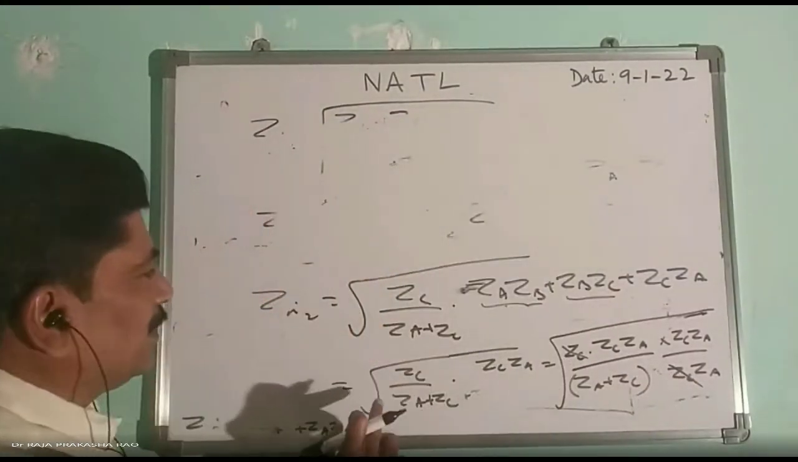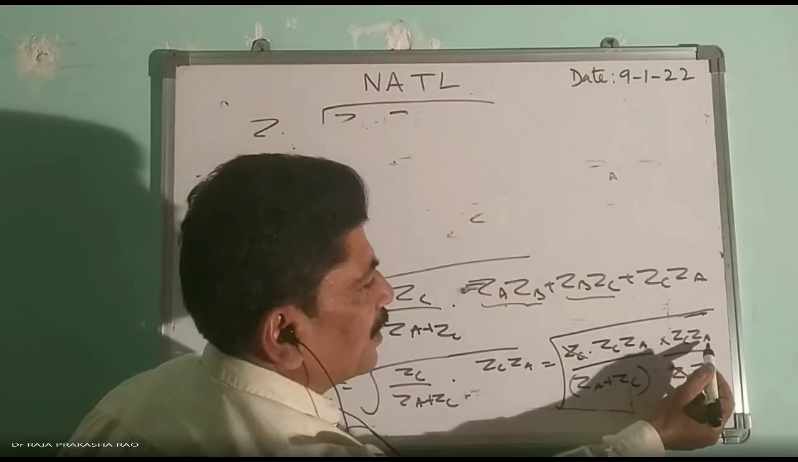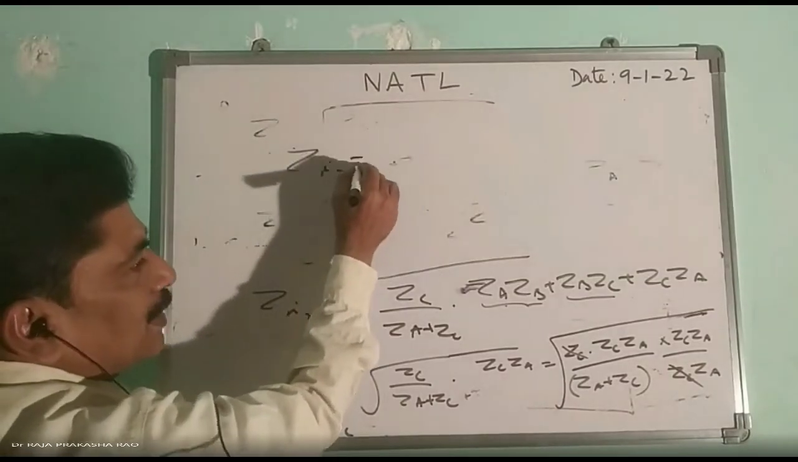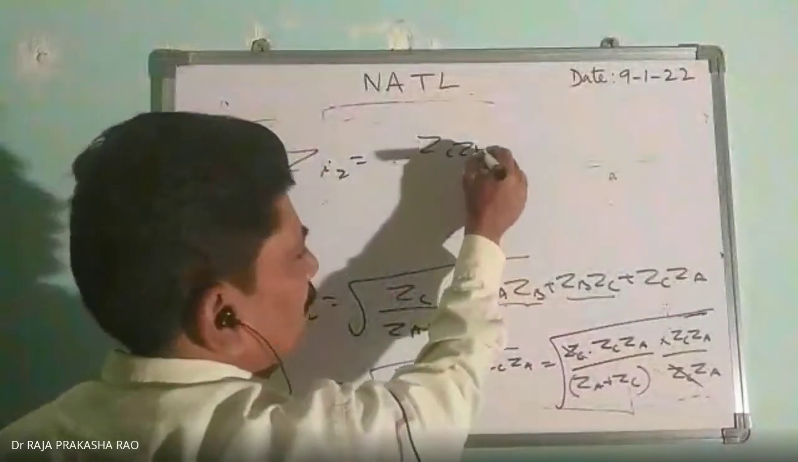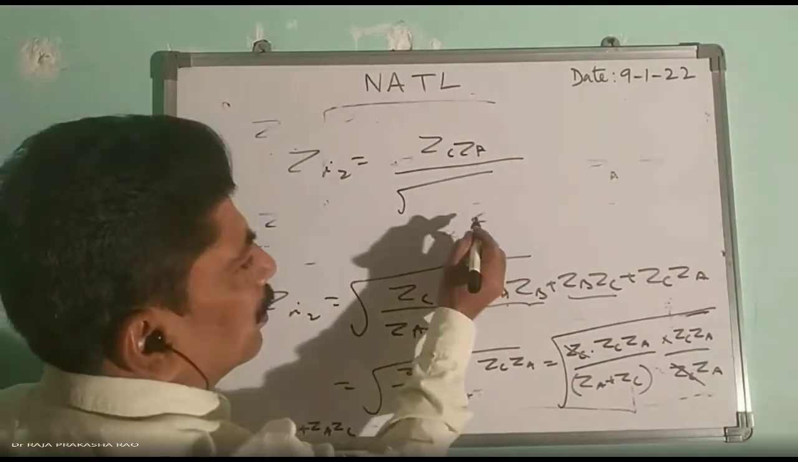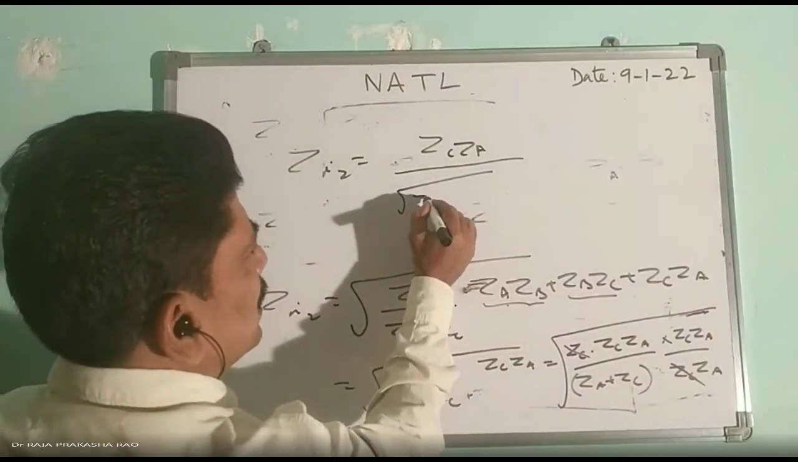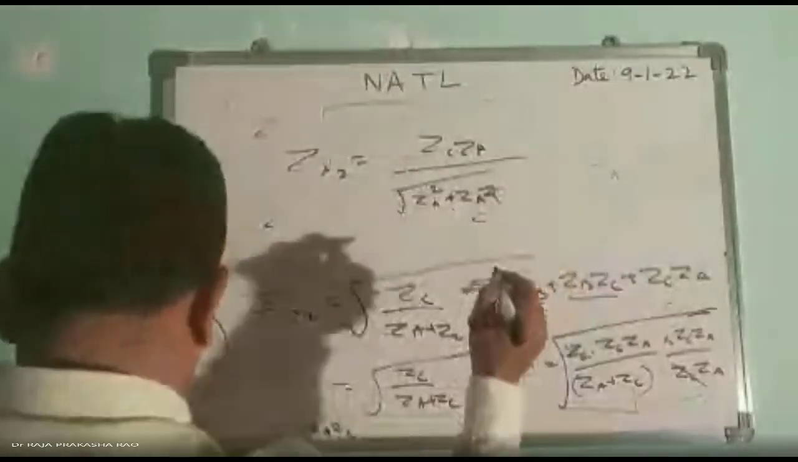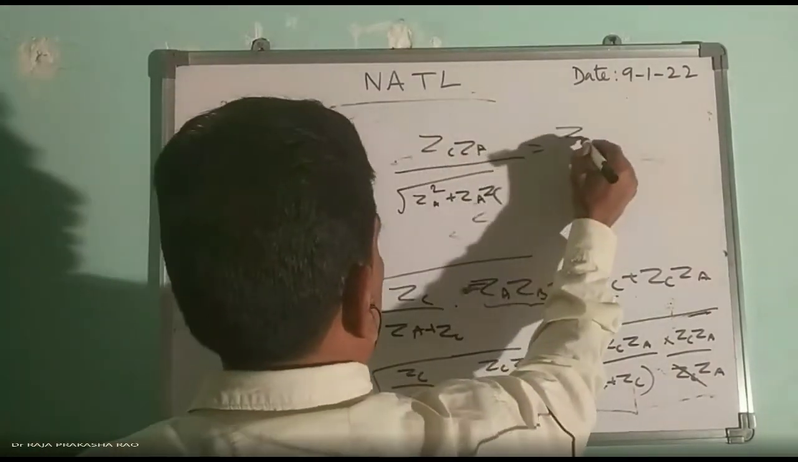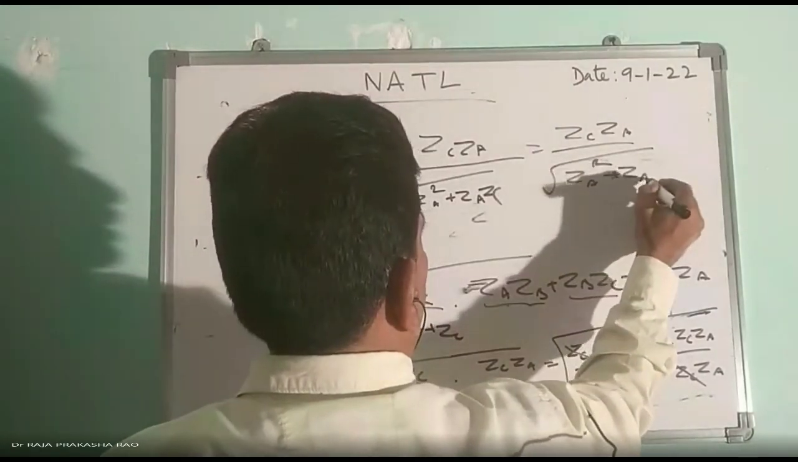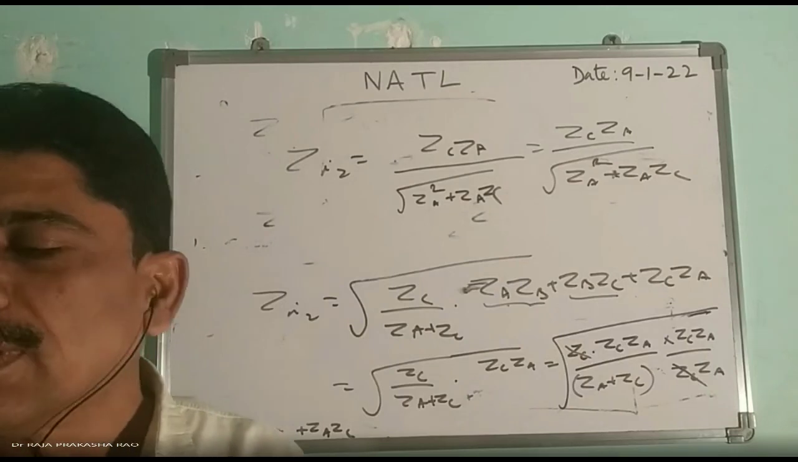So that is Zi2. Look at this equation: Zi2 equals (ZCZA) whole square under the root. Bringing it out of the square root, you will get Zi2 equal to ZCZA divided by the square root of ZA squared plus ZAZC. So this is Zi2. Okay, I am stopping here. No response from you.